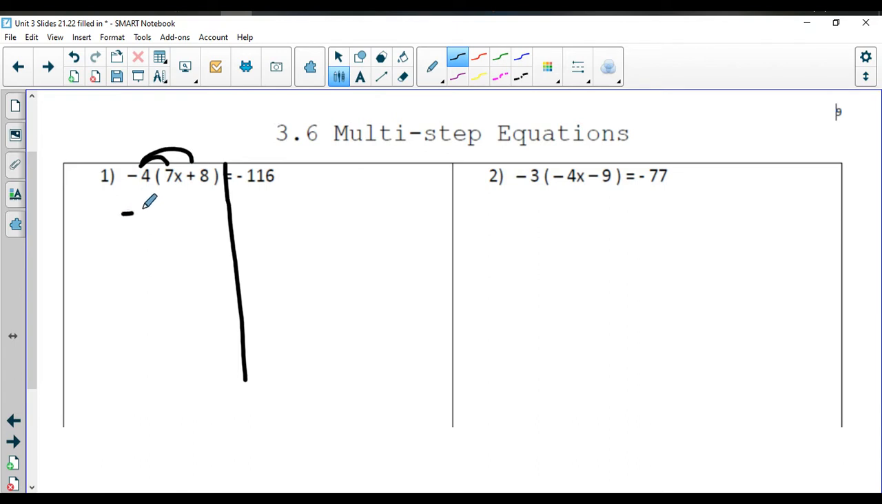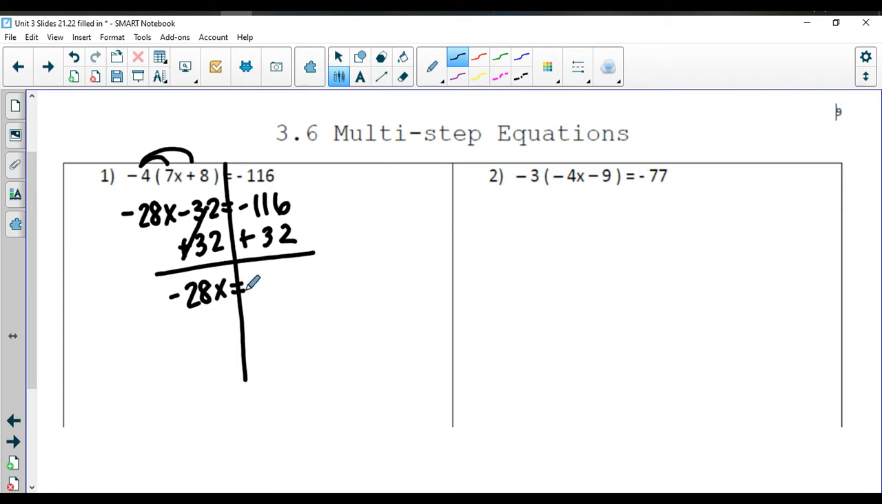I'm going to go ahead and distribute, which gives me negative 28x minus 32 is equal to negative 116. Adding 32 to both sides, so I will get negative 28x. And if I have negative 116 plus a 32, that will give me a negative 84. And then if I divide through by negative 28, x is going to equal a positive 3 here.